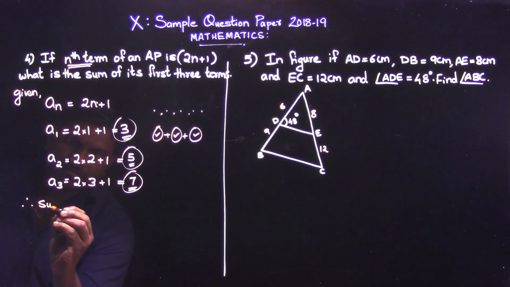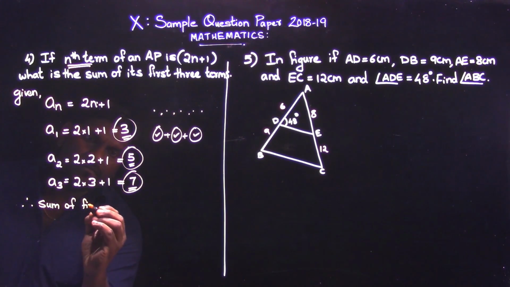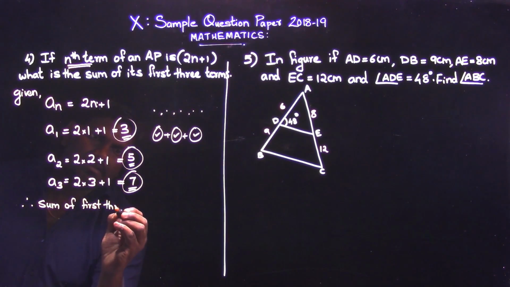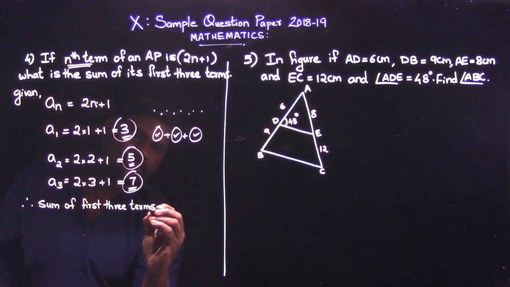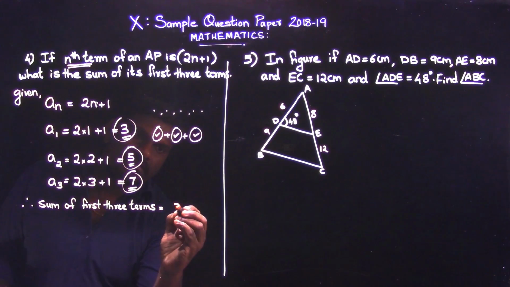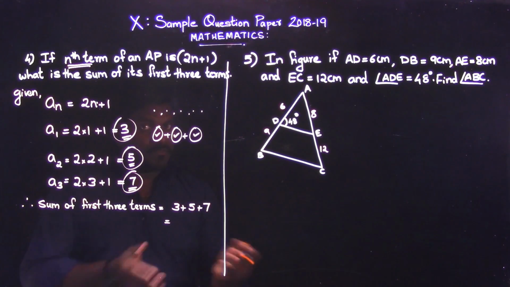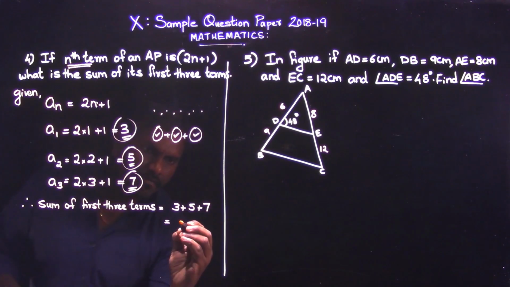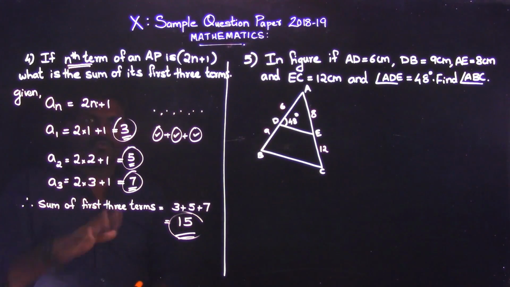Therefore, the sum of its first three terms, which gives me 3 plus 5 is 8, 8 plus 5 is 15. So 15 is your answer for the fourth question.